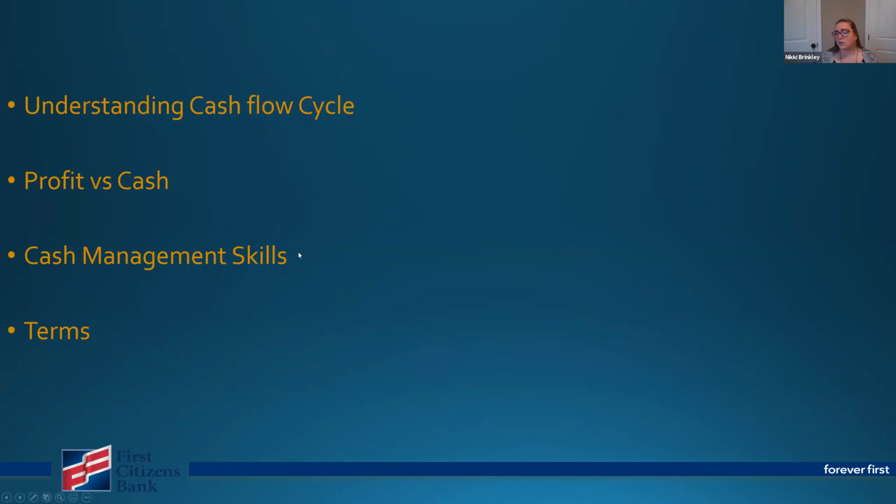So understanding the cash flow cycle is critical for every business owner, to understand the inflows and outflows of your day-to-day cash flow operations. For example, we'll talk a little bit more about this, but accounts payable is everything that you're paying out, and accounts receivable is everything that you're bringing in.